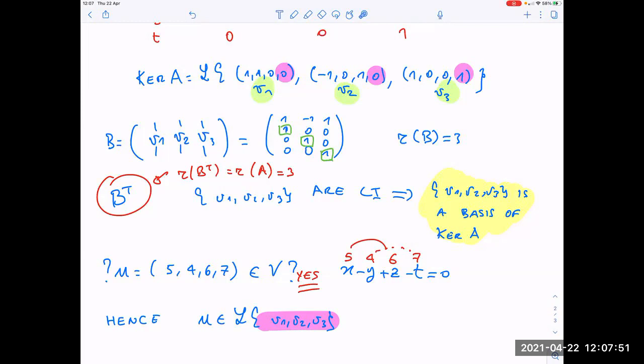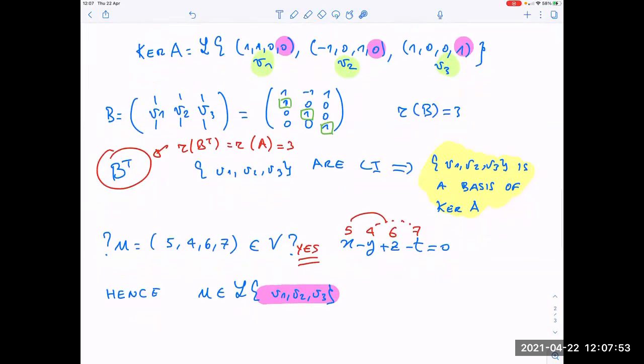So how can I get u as a linear combination of v1, v2, and v3? Can you tell me what numbers I should use? u is some number times v1 plus some number times v2 plus some number times v3. Can you tell me what are these three numbers?